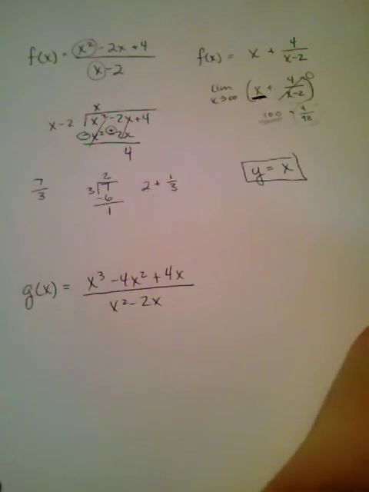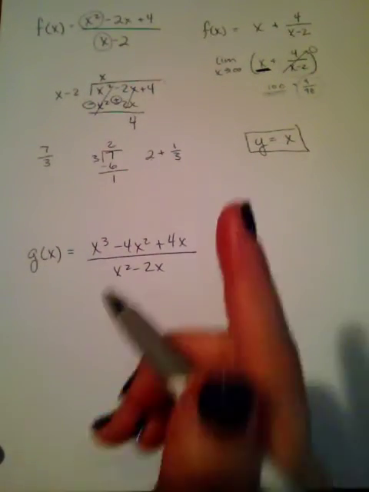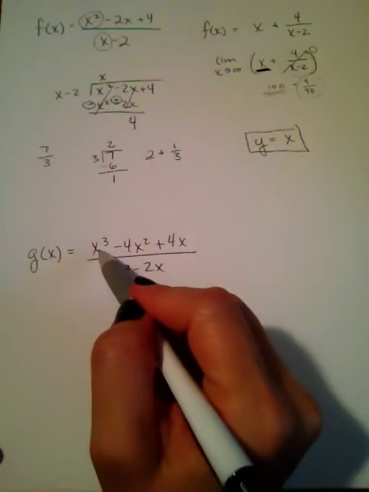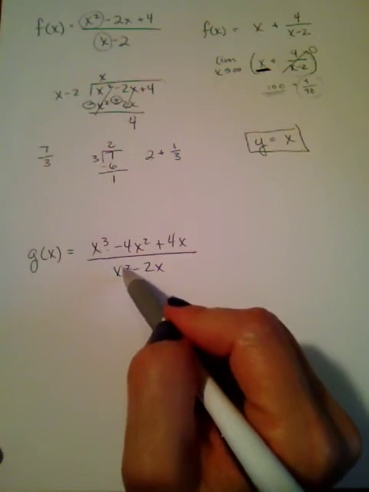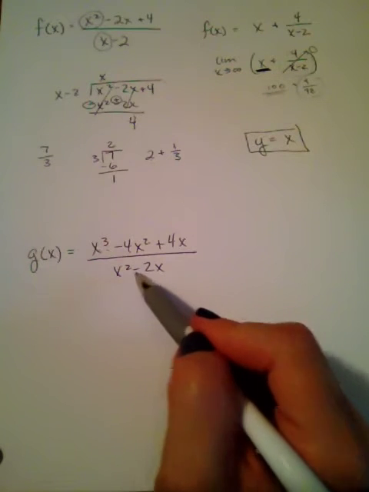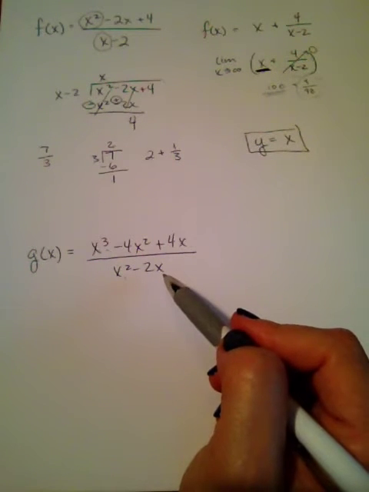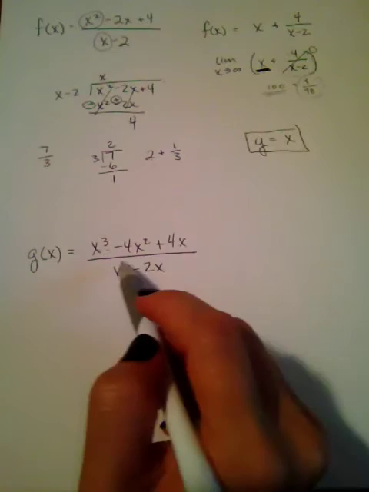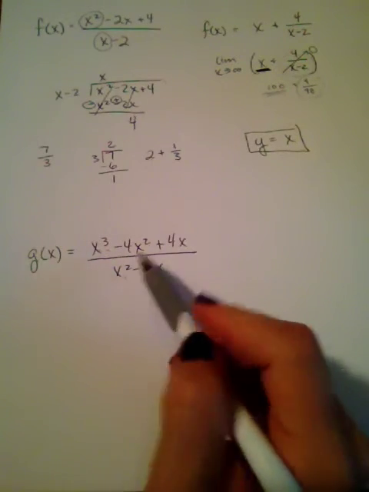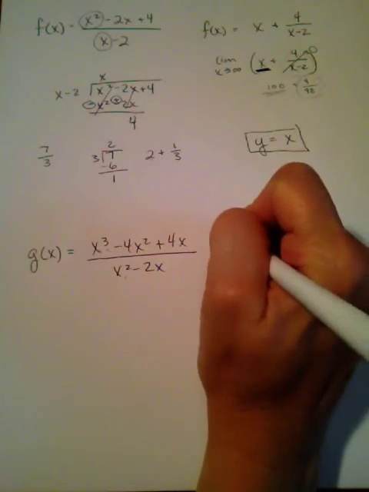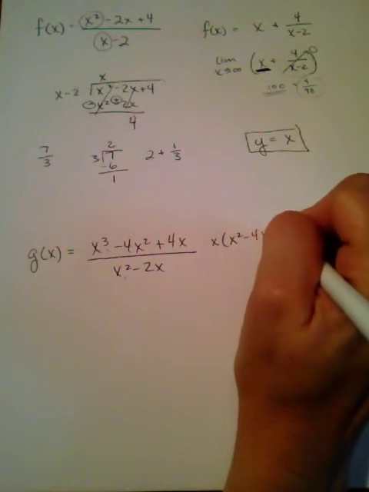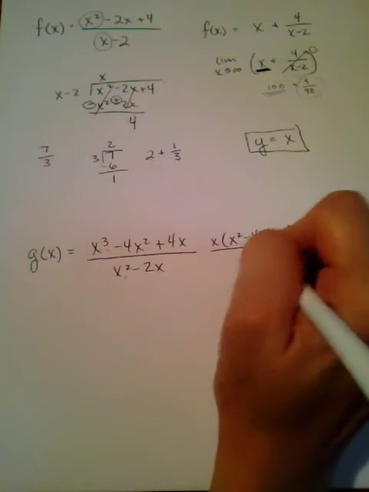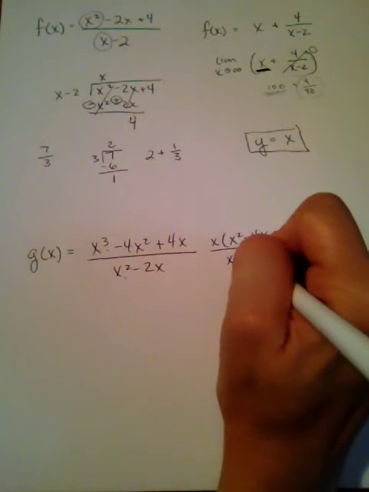Now if I look at this problem down here, the power in my numerator is 1 greater than the highest power in my denominator. I have an x cubed over an x squared, but I need to check for common factors. And the first thing I notice is that I can pull an x out of everything. So I'm going to factor out an x. I'm left with x squared minus 4x plus 4. And in my denominator I have x times x minus 2.